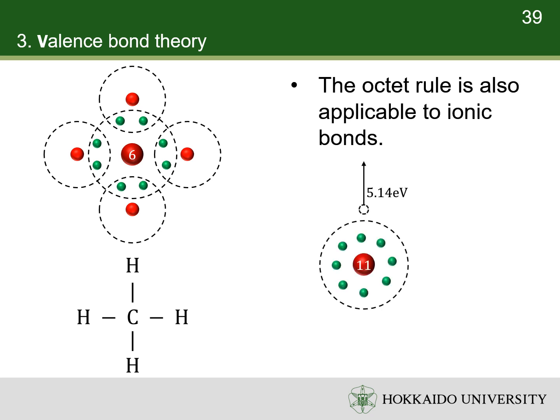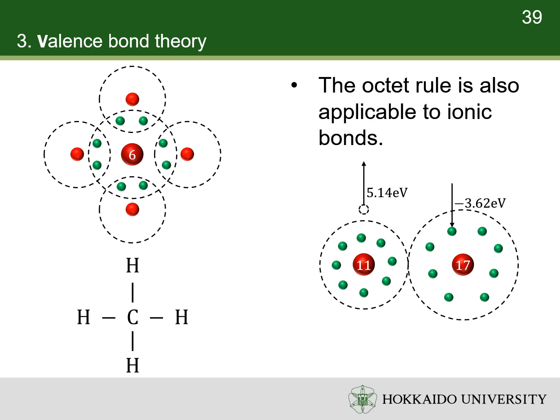For example, the first ionization energy of sodium is 5.14 eV. Sodium will very easily lose an electron to form sodium cation with a closed shell as in neon. The first electron affinity of chlorine is 3.62 eV. Chlorine will very easily gain an electron to form chlorine anion with a closed shell as in argon. The energy required to transfer an electron from a sodium atom to a chlorine atom is easily offset by the electrostatic energy between the ions.